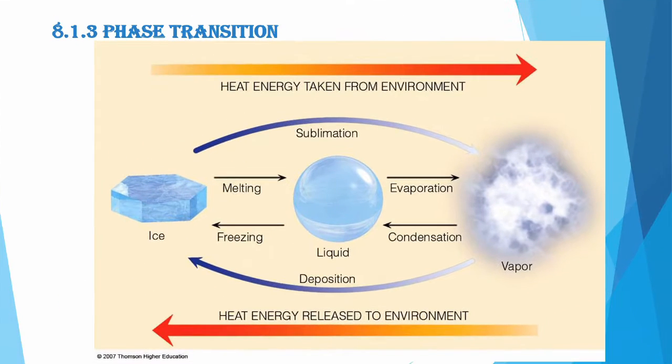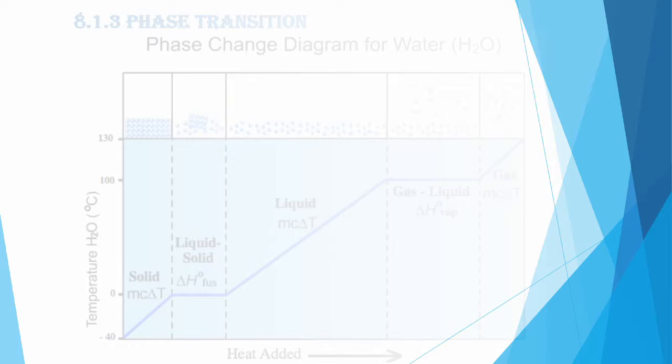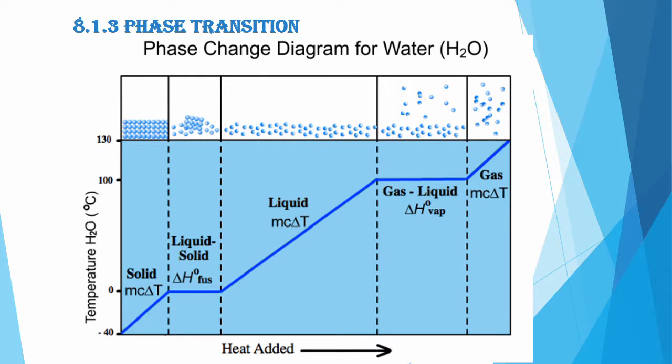Phase transition. A material can exist in solid, liquid or gas phase. When a material gains or loses heat, its temperature will increase or decrease. But sometimes the temperature remains constant even though heat is being transferred. This happens during a change of phase, or phase transition. During phase transition, the physical characteristics of the substance change from one to another.